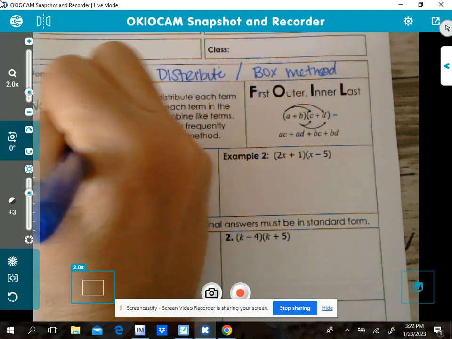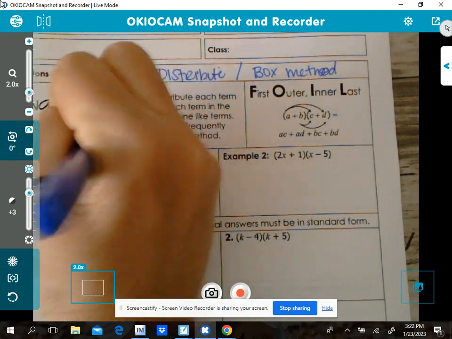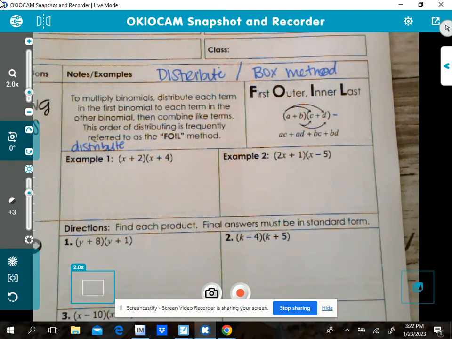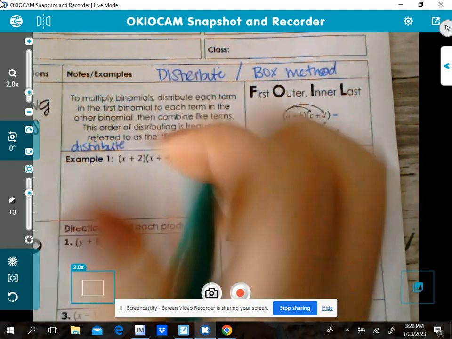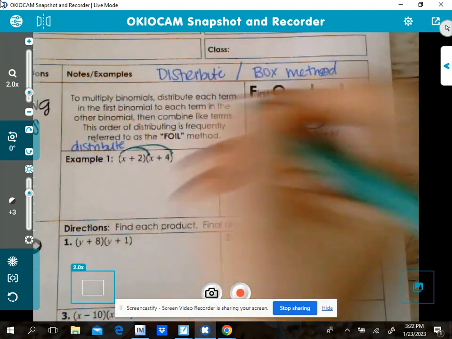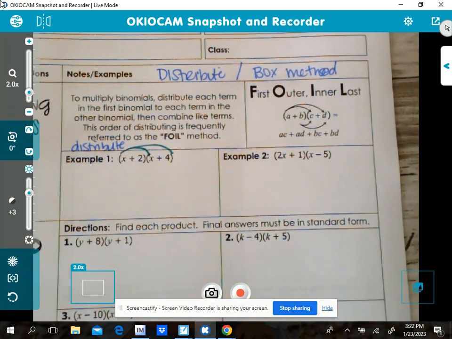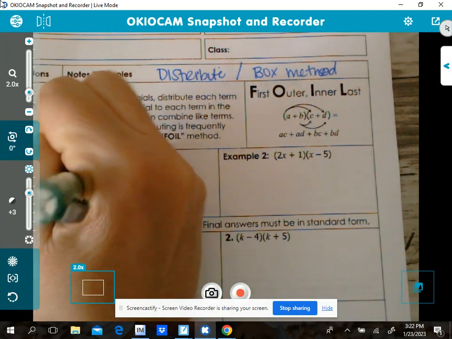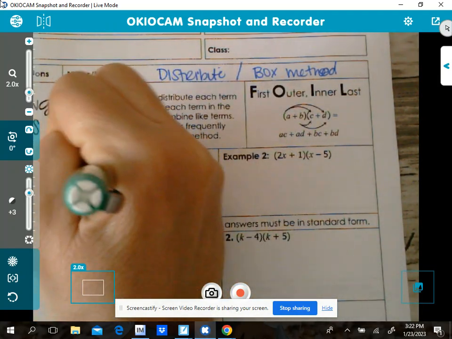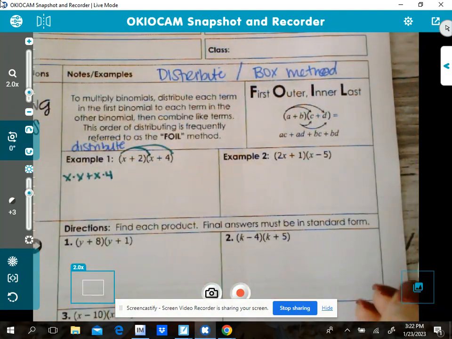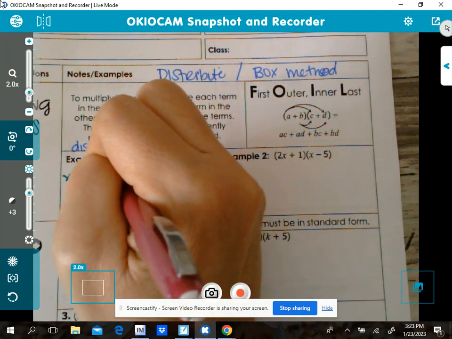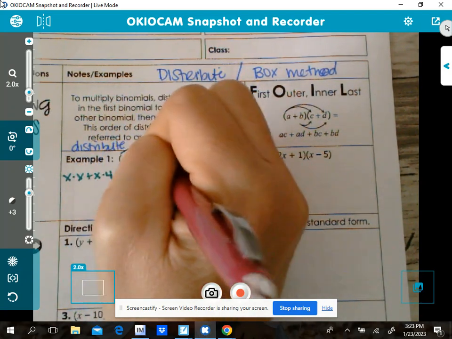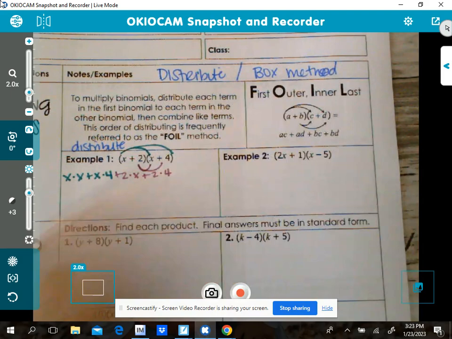Okay, so example number one, I will distribute, which is technically what they call FOIL. I just don't use the fancy terms for those. So all I'm going to do is start with this x right here, and I'm going to take this x to this x and to that 4, just like we did whenever we were multiplying polynomials. So I'm going to do x times x plus x times 4. All right, and then I'm going to do the same thing with the 2. Plus 2 times x plus 2 times 4.